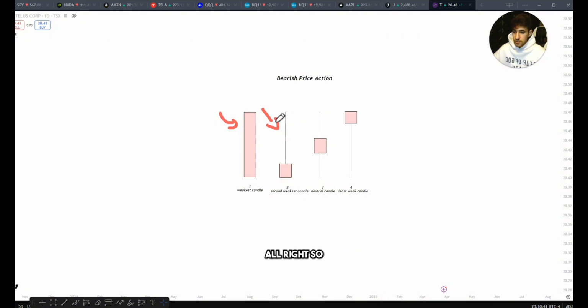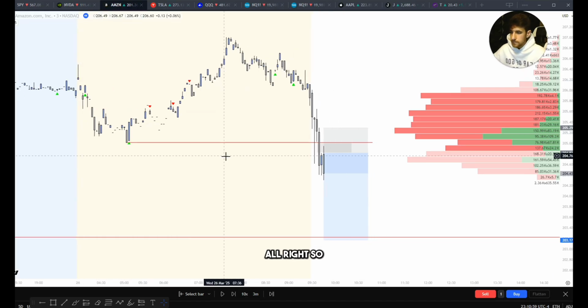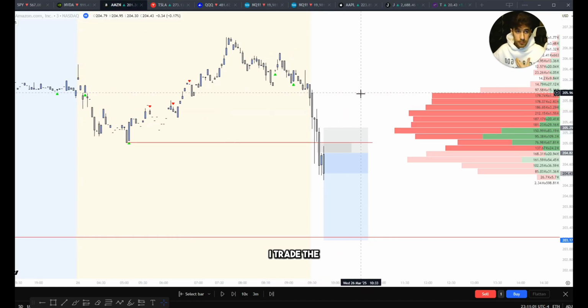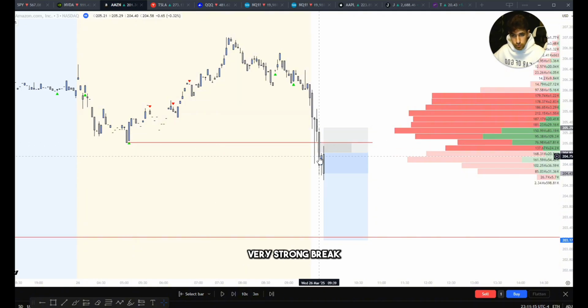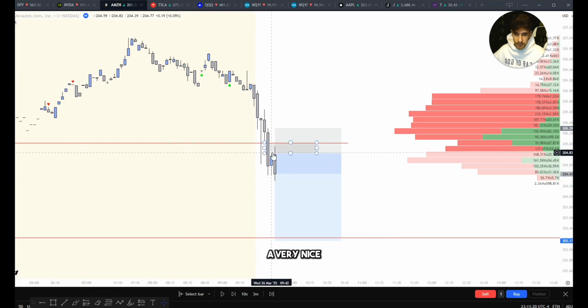So with that being said, I want to take a look at a few examples of real trades that I've taken using price action and how I identify good ones and bad ones, so you guys get a better understanding. Let's take a look at our first example, which is going to be on Amazon. If you guys know, I trade the break of structure fair value gap, which in my opinion is the best entry model you will ever find. What we have right here is a very simple break of structure fair value gap. Price gets a very strong break. And then we come into the fair value gap and we get a very nice rejection.